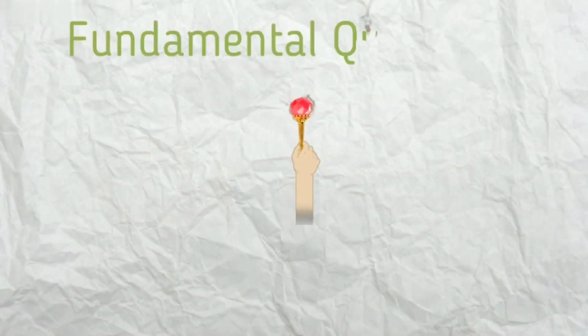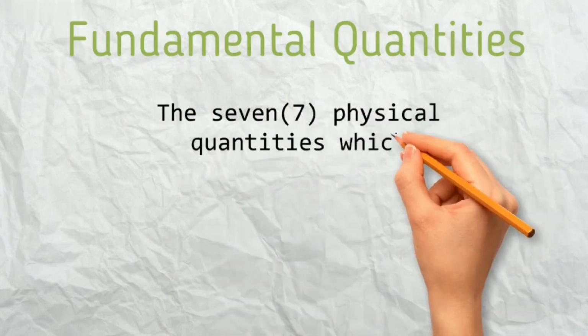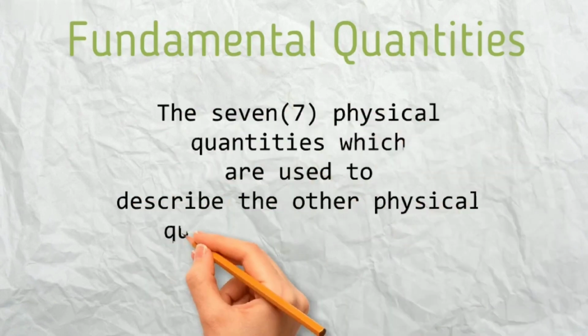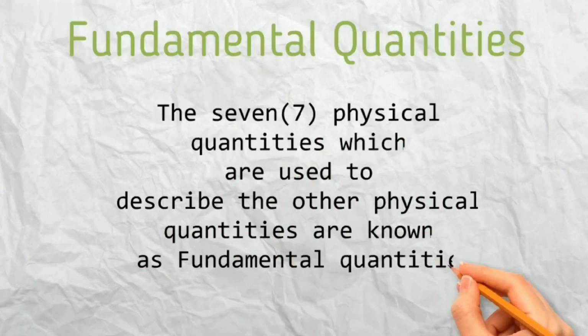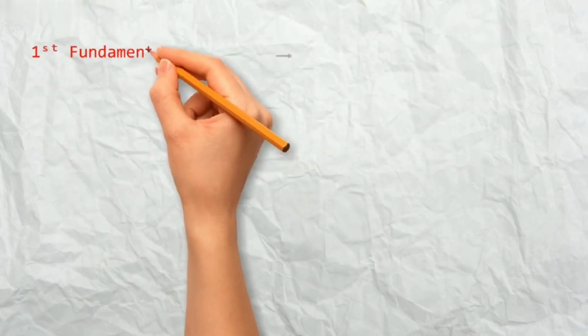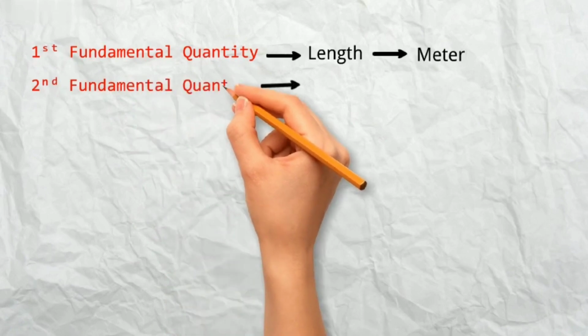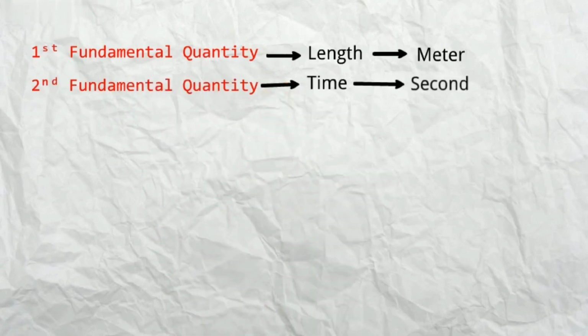Now we are going to talk about fundamental quantities. The 7 physical quantities which are used to describe other physical quantities are known as fundamental quantities. The first fundamental quantity is length, which is measured in meter. The second fundamental quantity is time, which is measured in seconds.